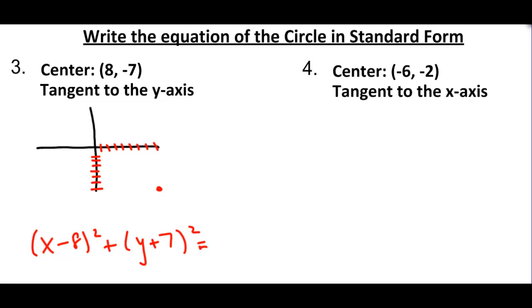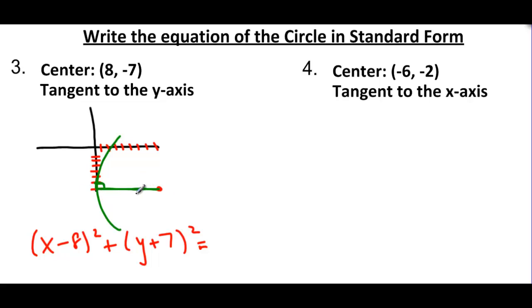Tangent to the y-axis means that when I draw this circle, it's just going to touch the y-axis. Okay, it's just going to bounce right off of it. It's going to be perpendicular to it. So if you remember from geometry, if I draw this line to my y-axis, it's going to be perpendicular. Well, that's just a radius.